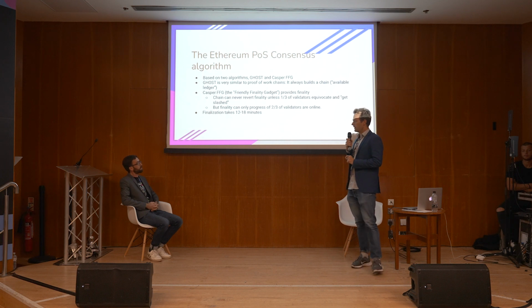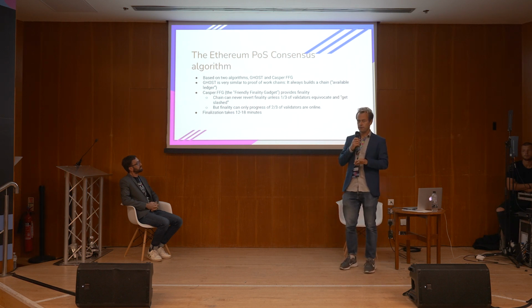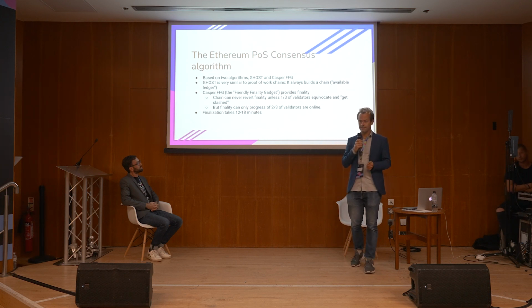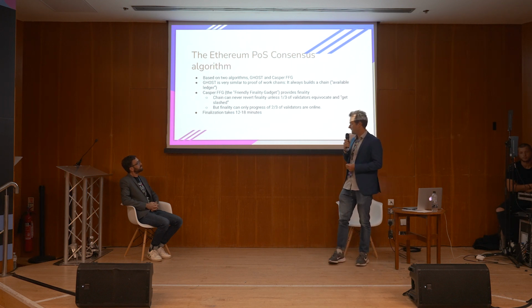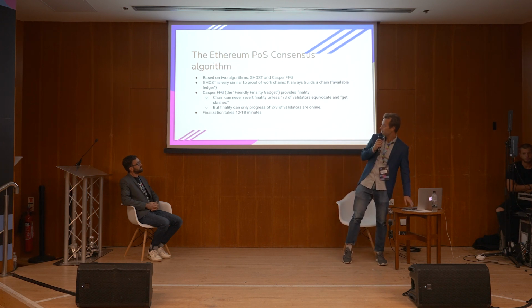And this one only works if at least 2/3 of the stake is online. Basically, once Casper FFG has gone over a block, then it can never be reverted unless at least 1/3 of the validators equivocate, and then they can be slashed. But of course, this has a downside: it can only work if 2/3 are online. So if some catastrophic event happens, then you might not have finalization. And finalization takes about 12 to 18 minutes after a block is first being built.